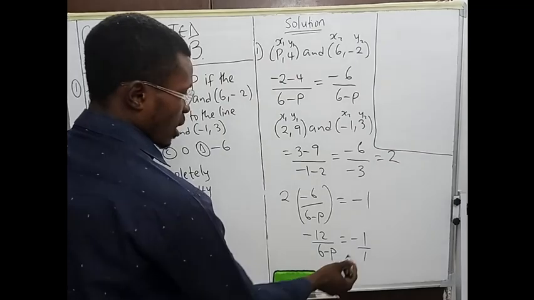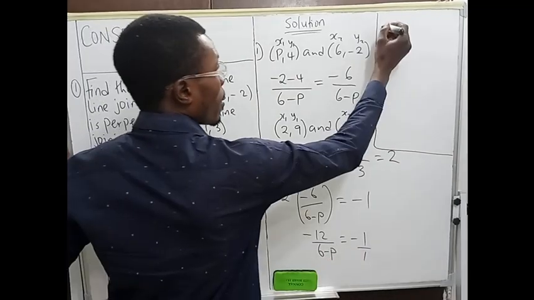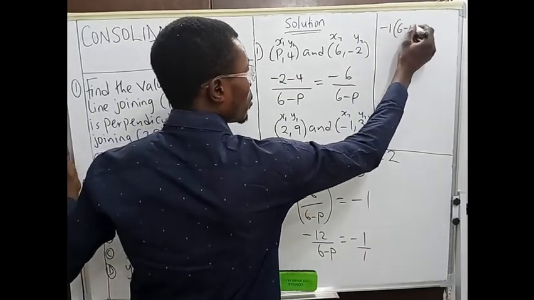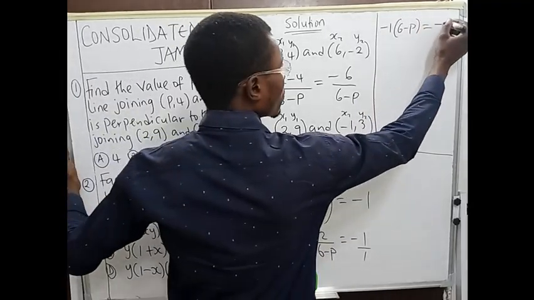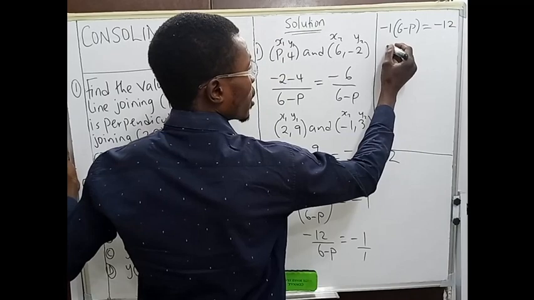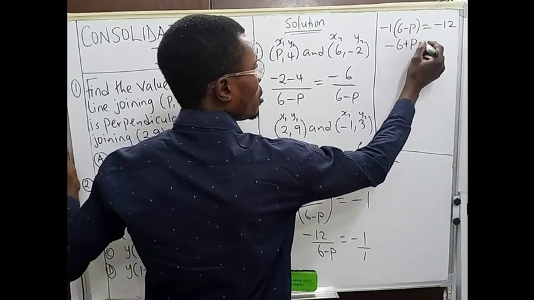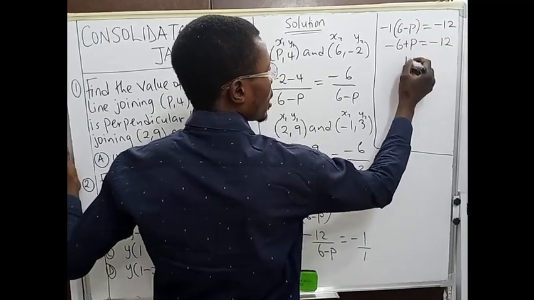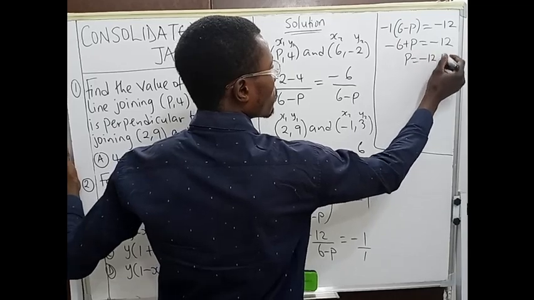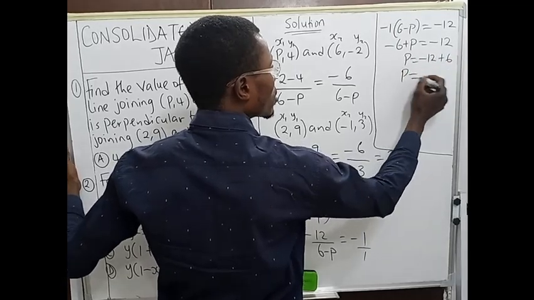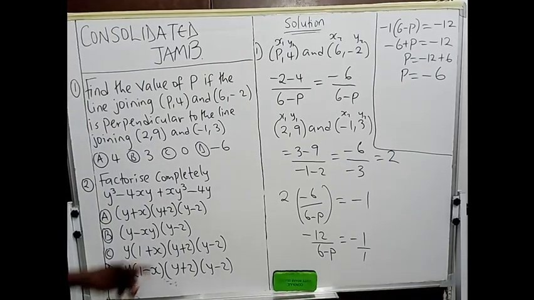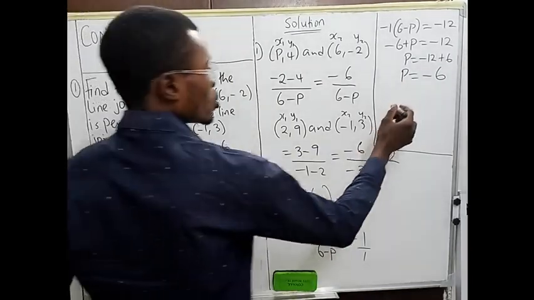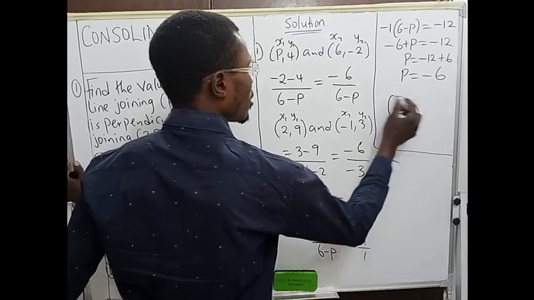When you cross multiply, we have -1 times 6 minus p equals -12. Open the bracket, you have -6 plus p equals -12, and then your p equals -12 plus 6, your p equals -6, right? So the value of p is -6, and that is given by option D. So option D gives the correct answer for number 1.